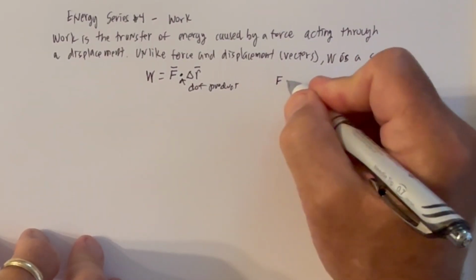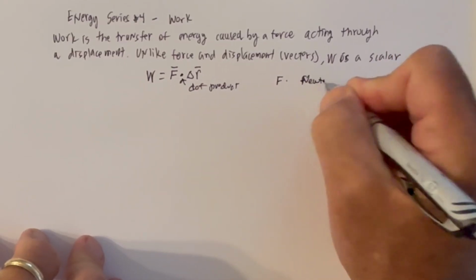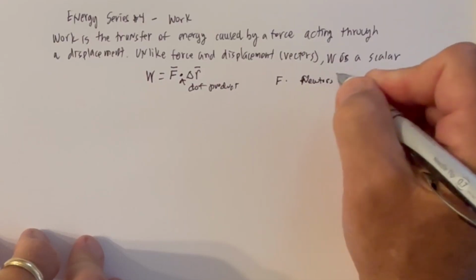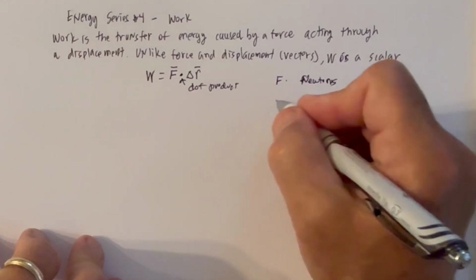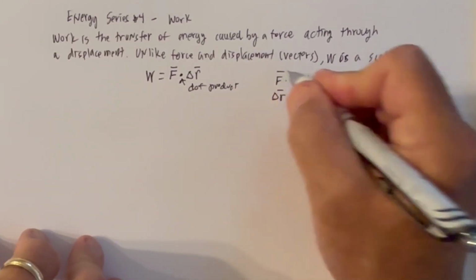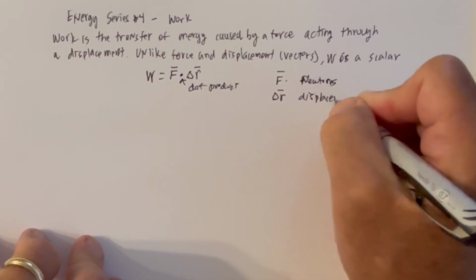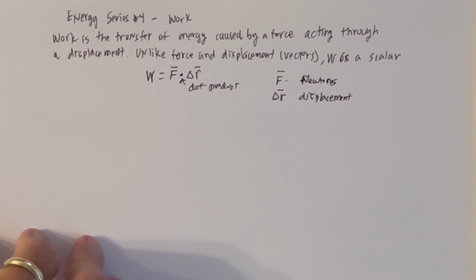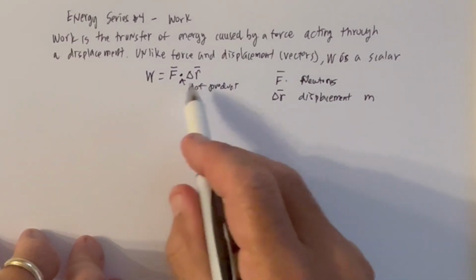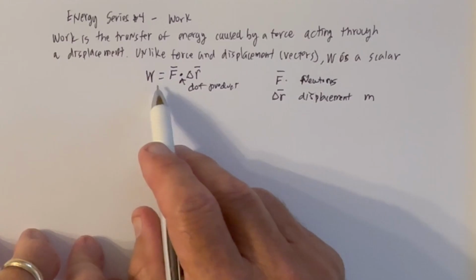Now our force is going to be in newtons. That's the units on that. And this delta R vector, that is going to be the displacement. And when you move, you have a certain magnitude, how far you move in a certain direction. That's just going to have units of meters. So when we take the dot product of two vectors, we get a scalar. And so that's what we're talking about here.